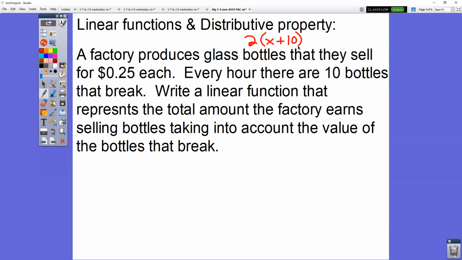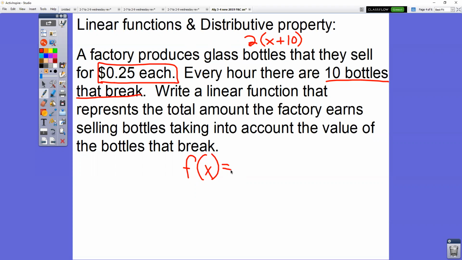So the word problem says a factory produces glass bottles that sell for 25 cents each. So every glass bottle that they sell is 25 cents. Every hour, there are 10 bottles that break. Write a linear function that represents the total amount that the factory earns selling bottles, taking into account the bottles that break. So they want a linear function. So we're going to have the f of x equals.